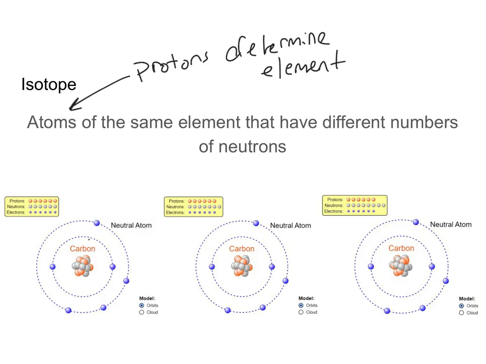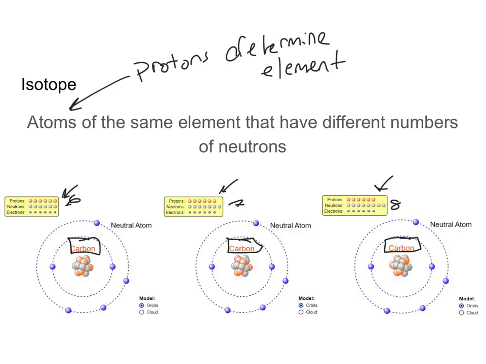You can see that my carbon here, I have carbon. It has 6 protons. I also have carbon here because it has 6 protons. And this is also carbon because it has 6 protons. But you can see that my number of neutrons changed with each one of these different atoms. You can see right here I have 6 neutrons. Here I've got 7. And here I've got 8. These are all different isotopes of carbon. They have different numbers of neutrons.